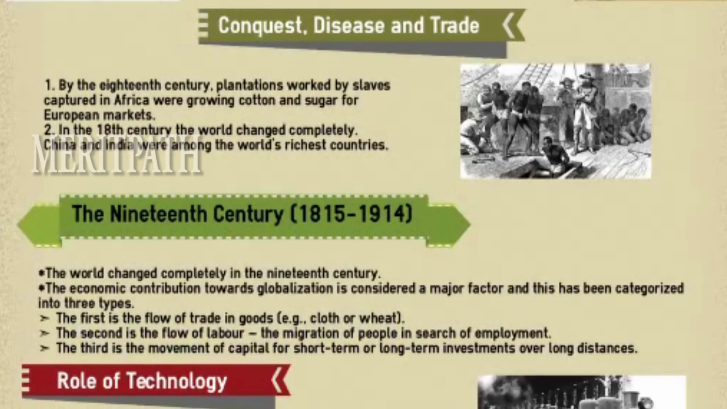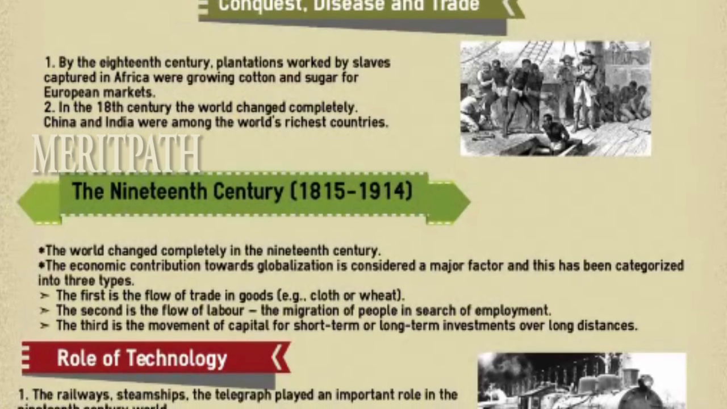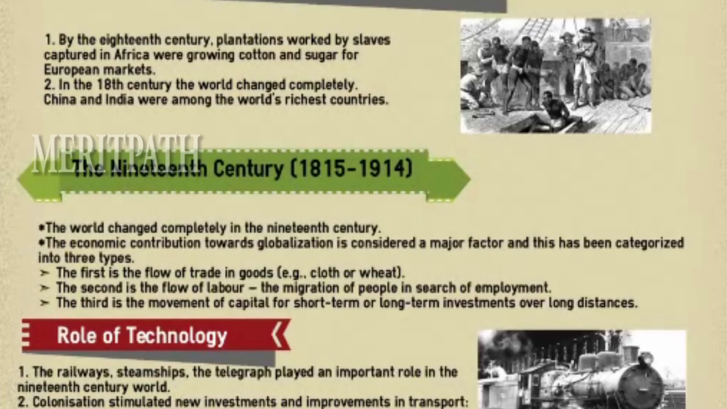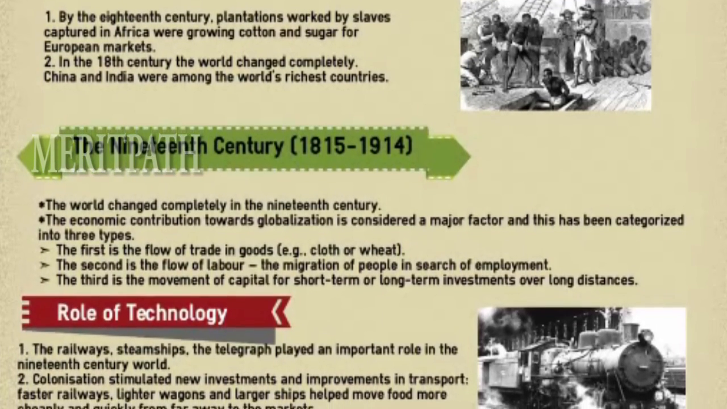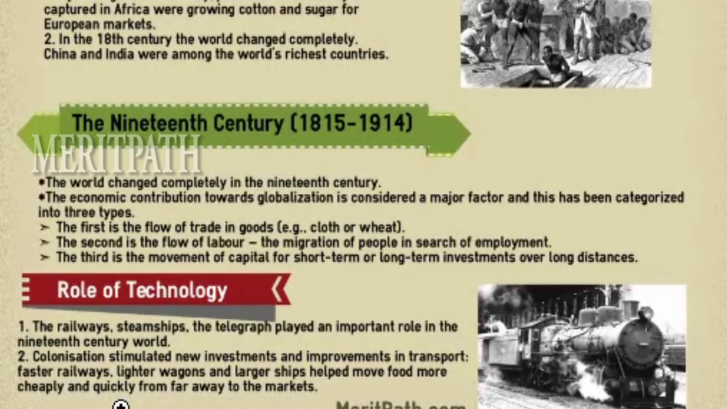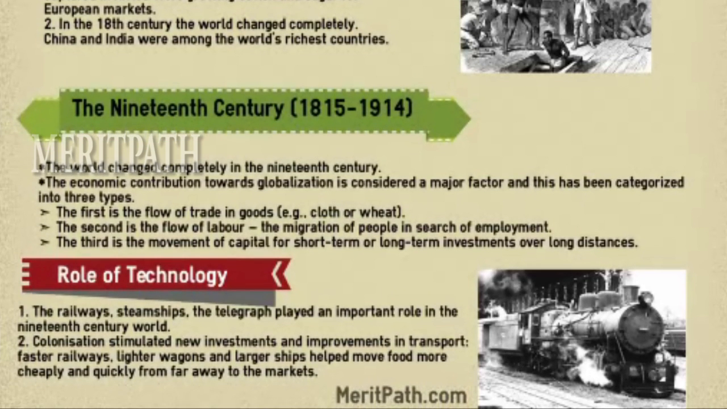The role of technology. The railways, steamships and the telegraph played an important role in the 19th century world. Colonization stimulated new investments and improvements in transport. Faster railways, lighter wagons and larger ships helped move food from one place to another cheaply and quickly. I hope the topic, the making of a global world, is clear.